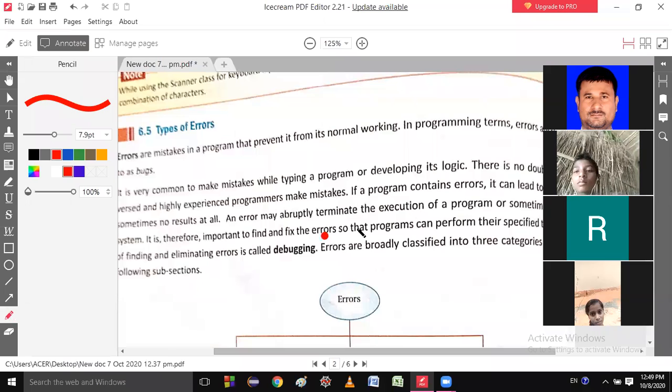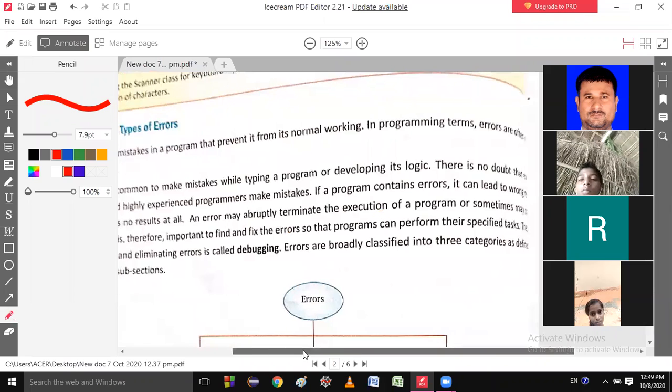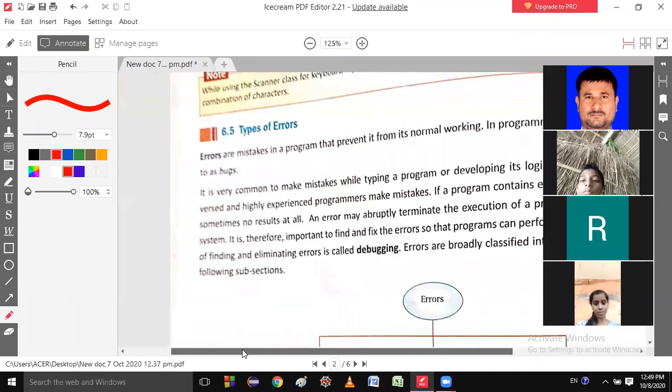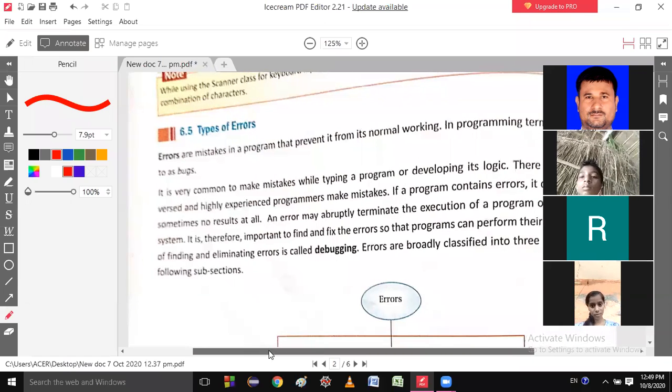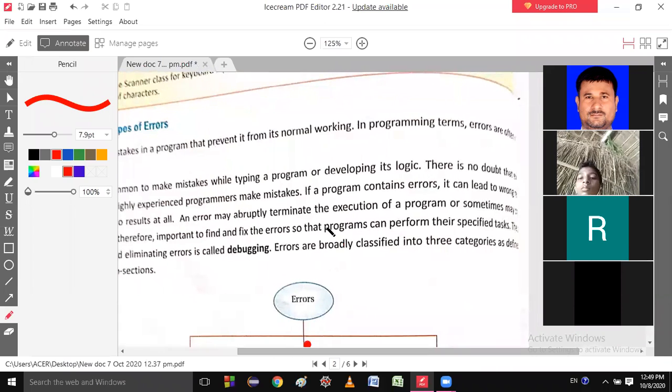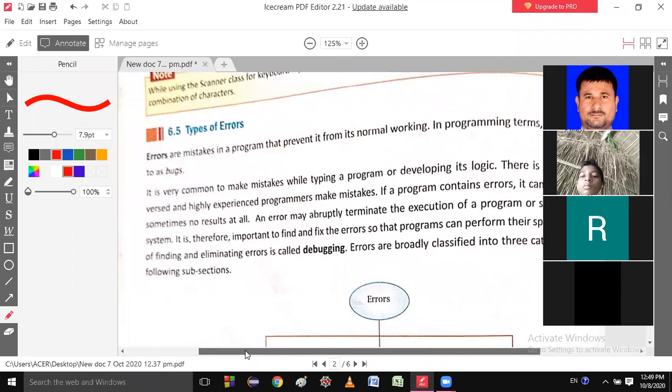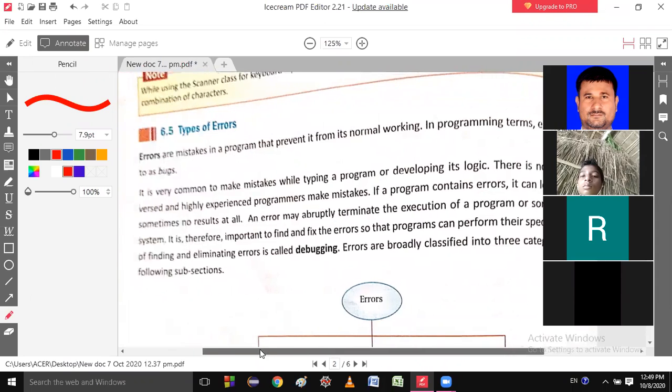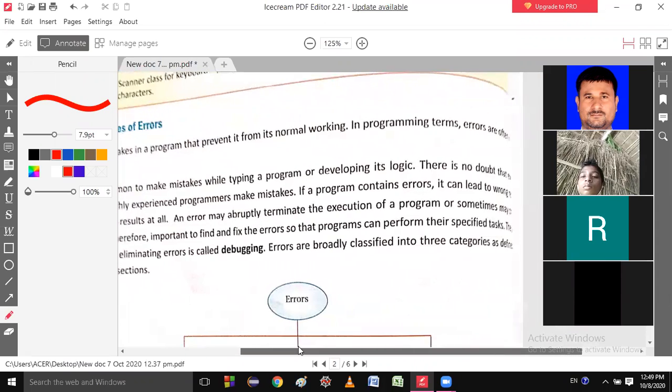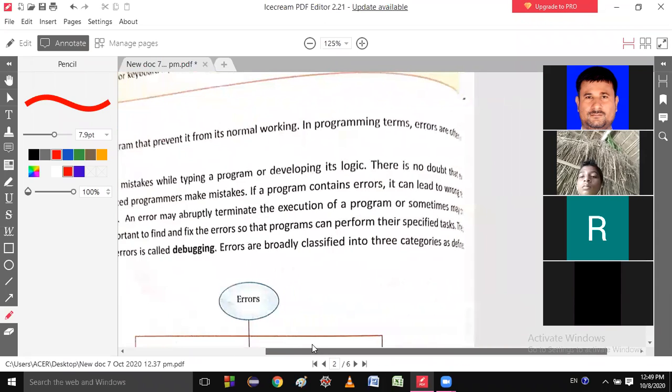It does not depend on how much experience you have, it is human tendency that you can make mistakes. So if a program contains an error, it can lead to a wrong result, or sometimes no result at all. An error may abruptly terminate the execution of a program, or sometimes the system can crash. It is therefore important to find and fix the error so that programs can perform their specific task.